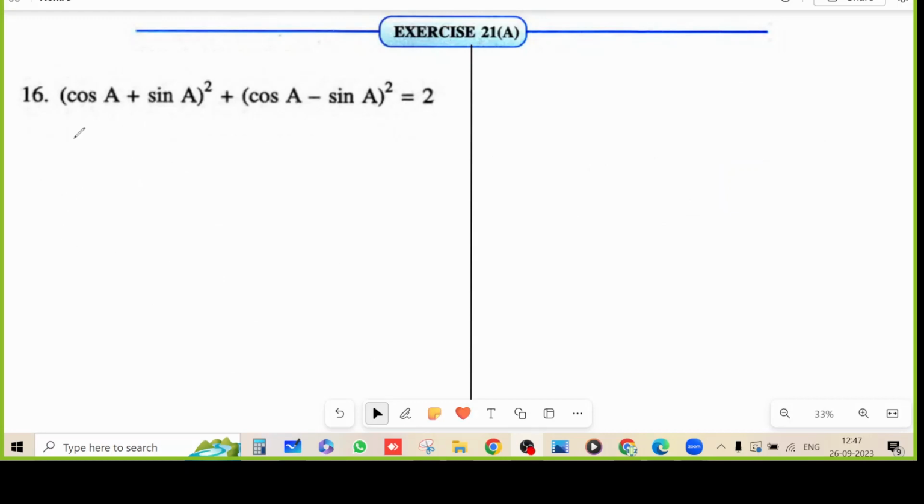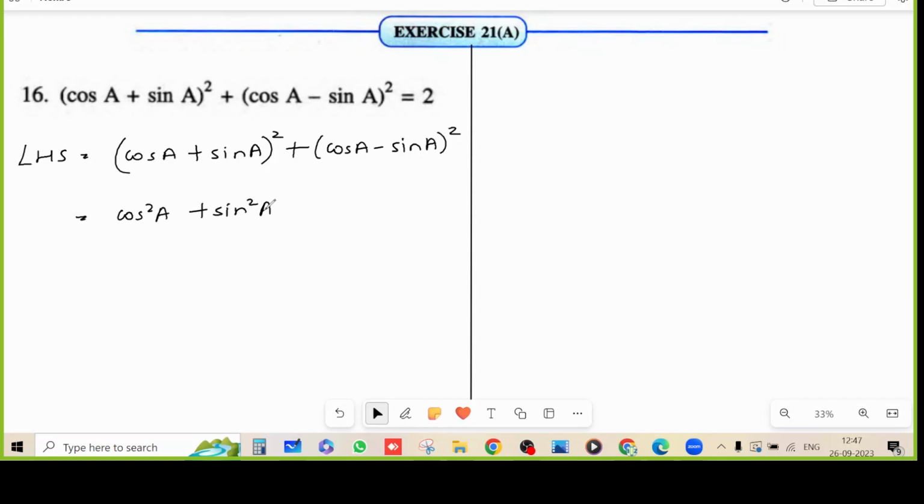Let's now begin with the question number 16. The left hand side is given as cos A plus sin A whole square plus cos A minus sin A whole square. So we will expand it using the formula A plus B whole square. So this will become cos square A plus sin square A plus 2 cos A into sin A. Now we will expand the second bracket. This will become cos square A plus sin square A minus 2 cos A sin A.